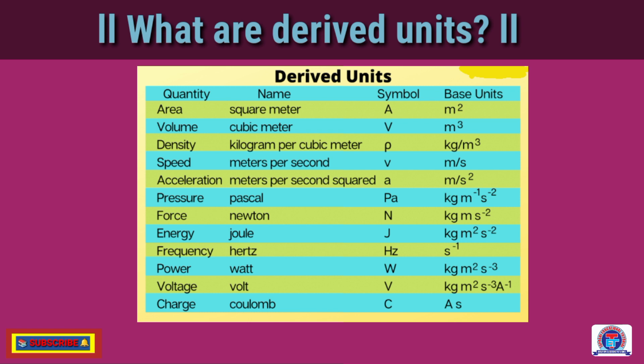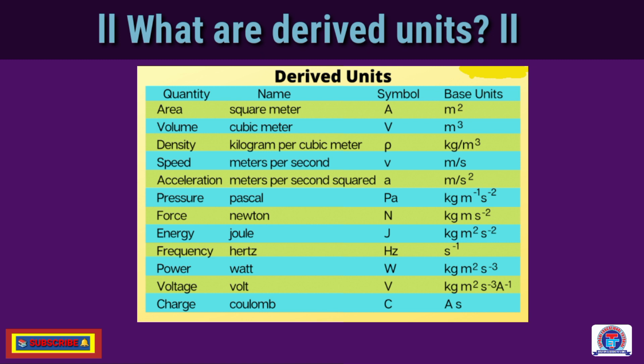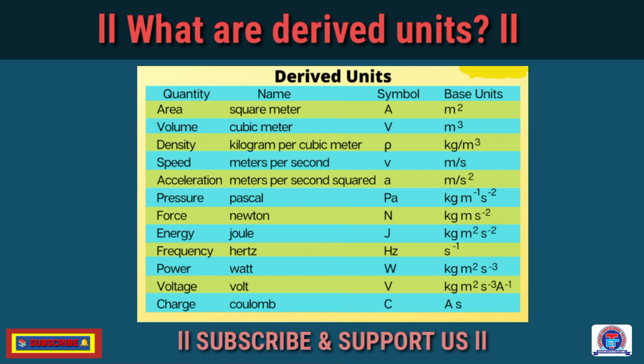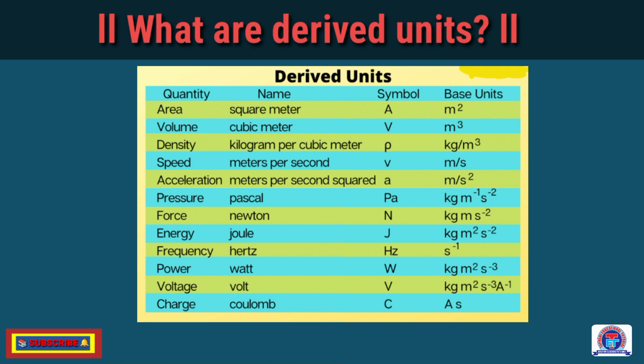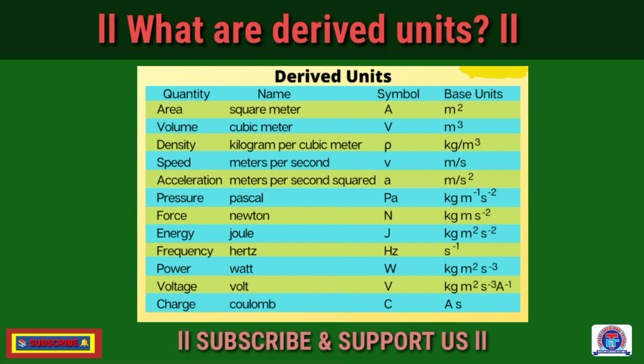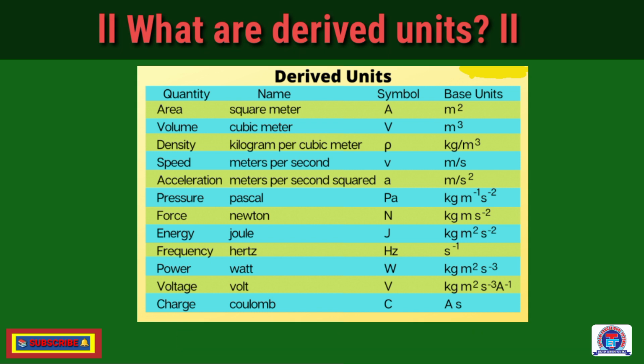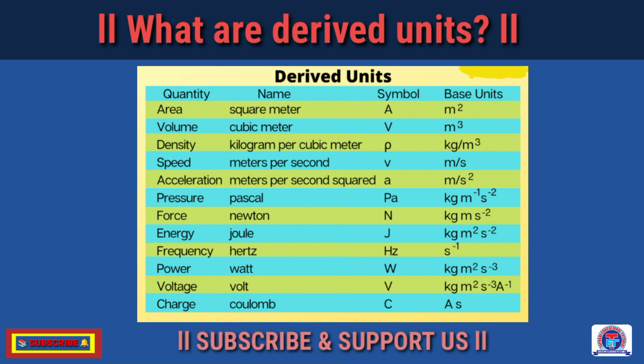Here we make a table. Here you can observe quantity, name, symbol and basic unit. For example, area: name square meter, symbol A, and basic unit meter squared. In the same way for volume, density, speed, acceleration, pressure, force, energy, frequency, power, voltage and charge. All these things we represent in the same way through a tabular form.